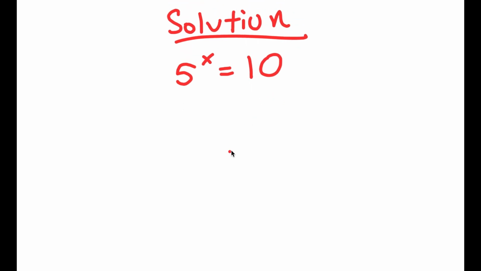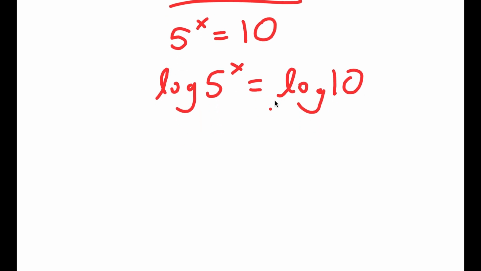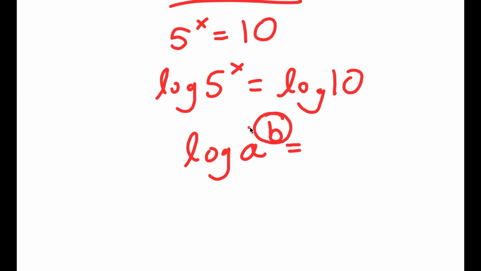So to start off, what I'm going to do is take the log on both sides. So I have log 5 to the power of x is equal to log 10. And the reason I did this is because if I have something in the form log a to the power of b, I can move this exponent b to the front, and this is going to equal b times log a.